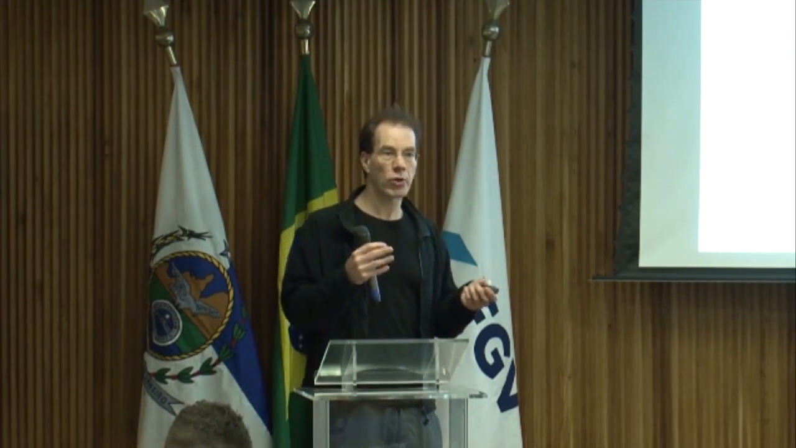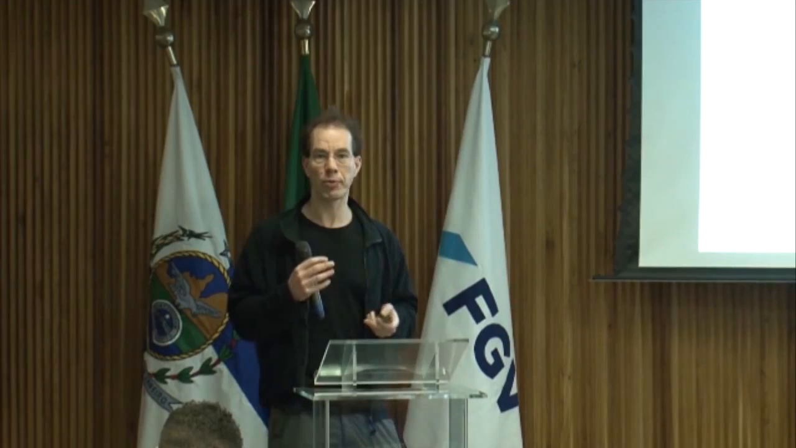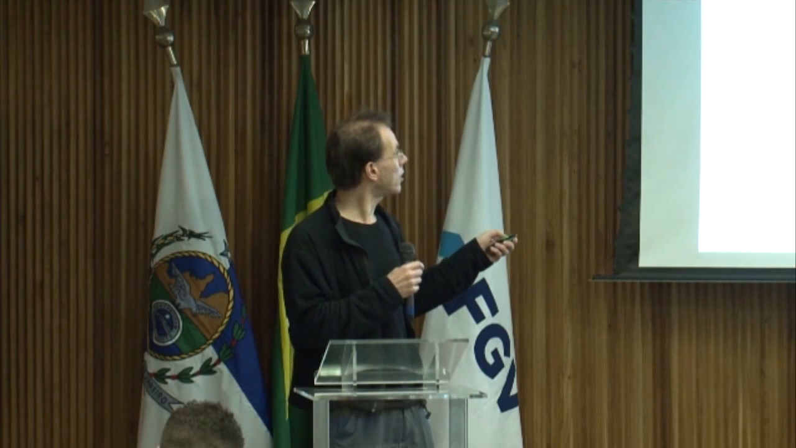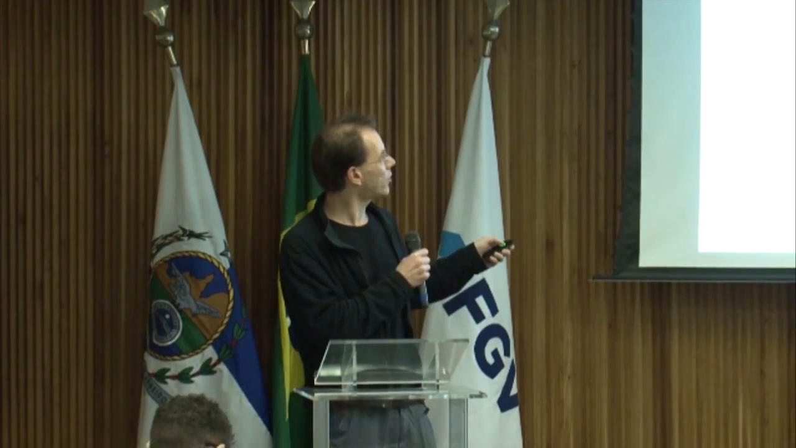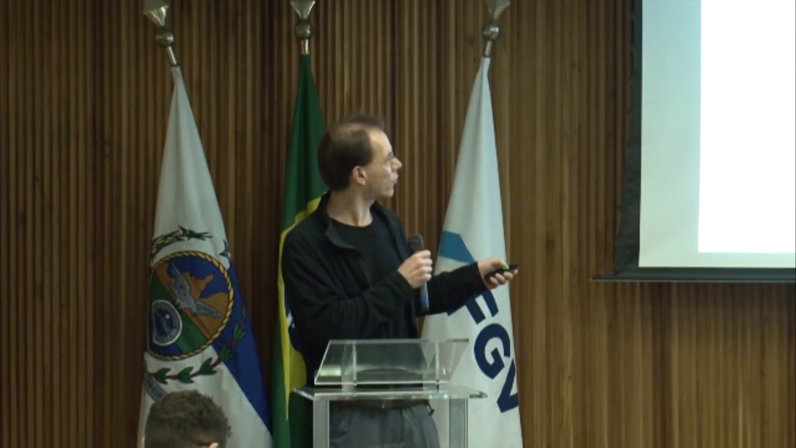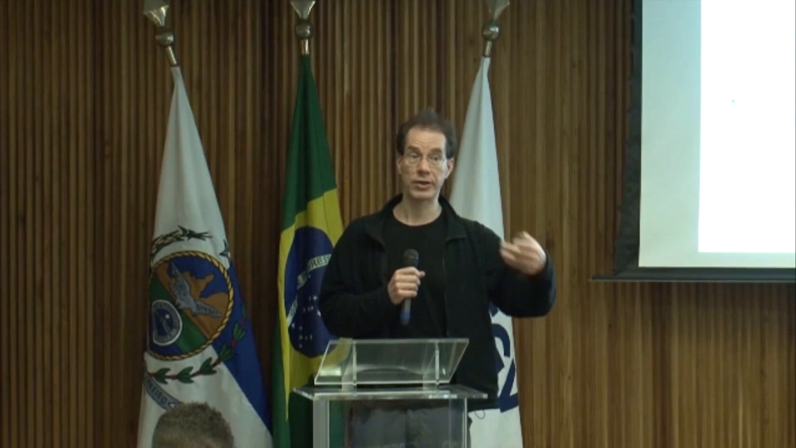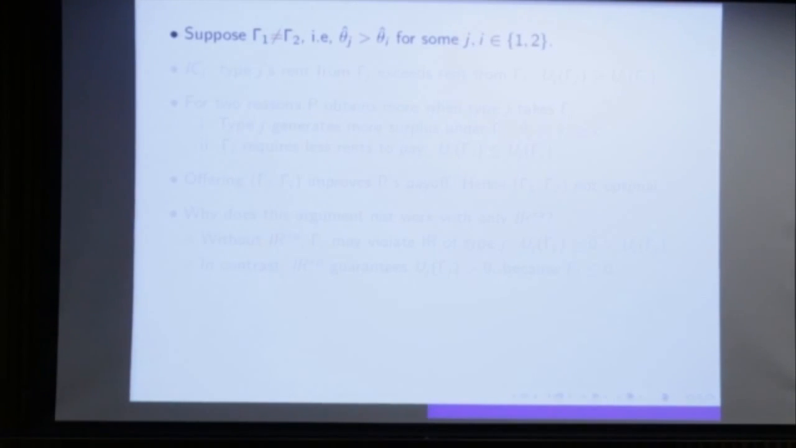Let us see whether the principal, when using these types of contracts, would like to keep on screening on the ex ante private information I. Suppose the principal is offering two option contracts, one for type 1, one for type 2. It's incentive compatible, and we really have sequential screening here. These two option contracts are different. Our claim is that under an ex post participation constraint, sequential screening contracts are feasible but not optimal. We can improve on that. Let me show you an argument, which for these types of contract is very simple.